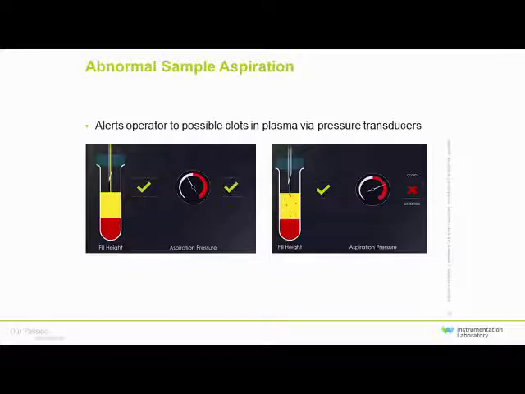The second thing is the clot detection. This is another area that could be an issue and a problem in pre-analytical, and Dr. Winkler talked about that. This is actually a pressure transducer that is also on the sample probe. So again, nothing that you need to do. This is an always-on feature that will then alert you to a possible clot in the sample aspiration step. So that's the second issue that gets taken care of through automation in our new system.